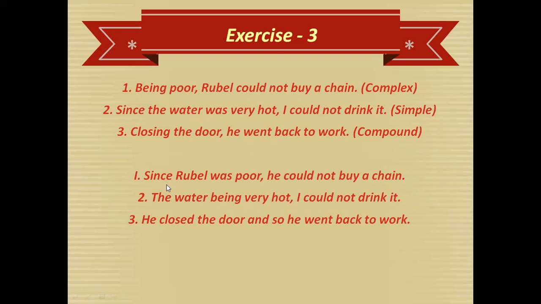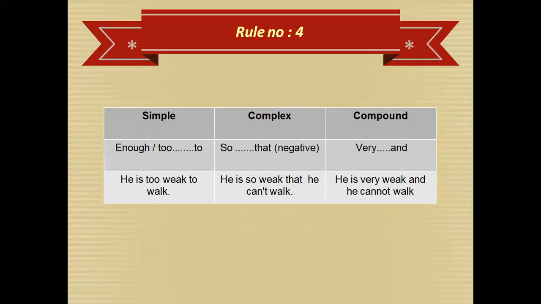So here now you can change. Since Rubel was poor, he could not buy a chain. Then the water being very hot, I could not drink it. Then he closed the door and so he went back to work. So this is the structure for rule 3 and the exercise for rule 3. Then what's the rule 4? It is in simple, compound, complex.